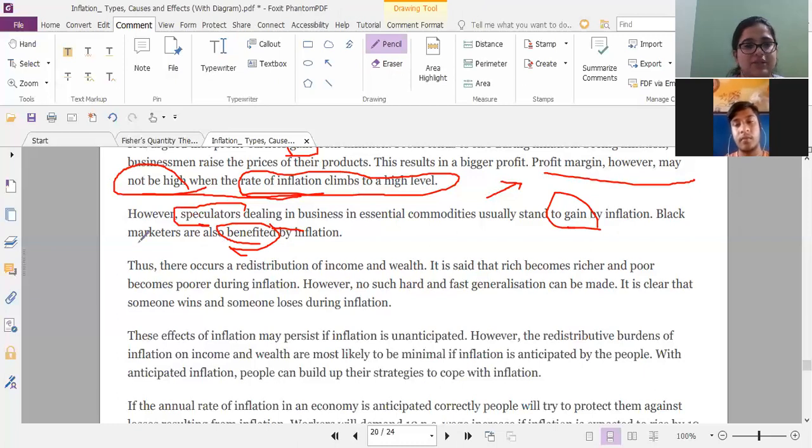So thus there occurs a redistribution of income and wealth. It is said that the rich become richer and the poor become poorer during inflation.